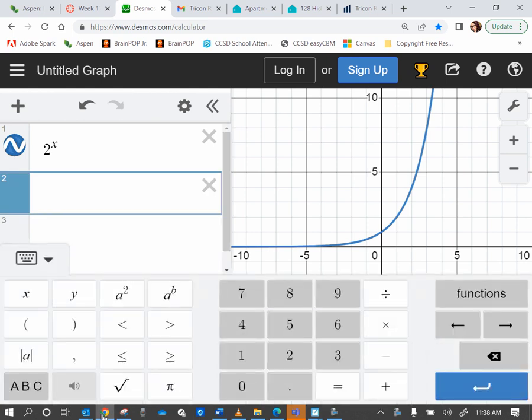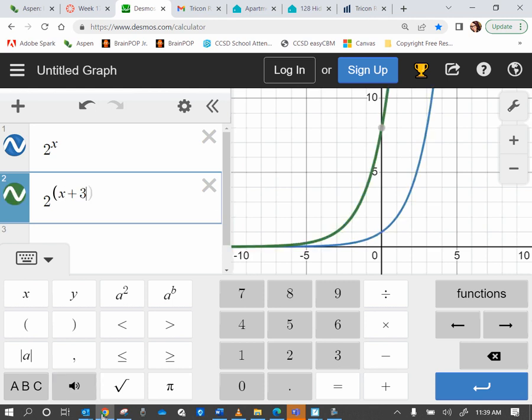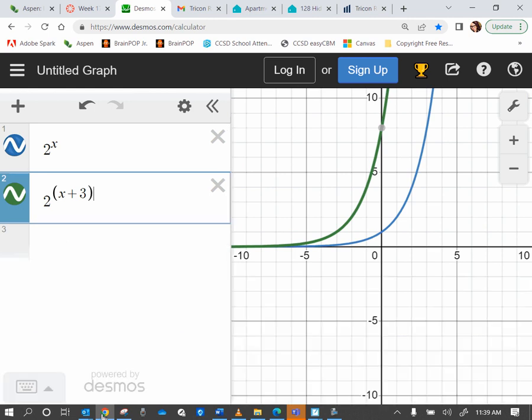So if you're in Desmos, it's 2, and then hit the A to the B button, and then you have to use parentheses, x plus 3. Okay. So the blue graph was our original. The green graph is the new one, the transformed graph. How did it transform? What happened in that transformation? From blue to green, what did you do?